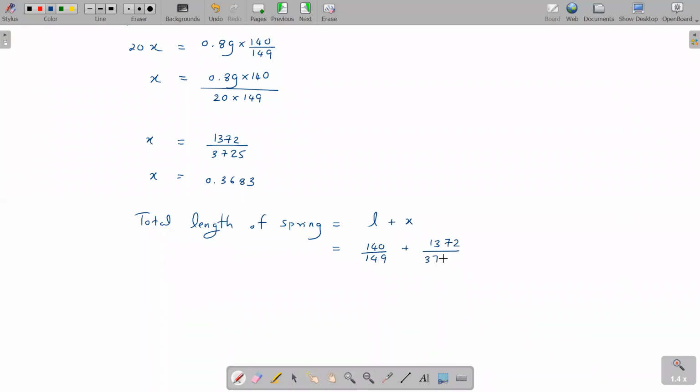But definitely the final answer must be kept to 3SF. How much is it when you add? 1.31. Definitely keep it to 3SF or 2SF. You will not keep extra significance and you will not keep the answer as a fraction.